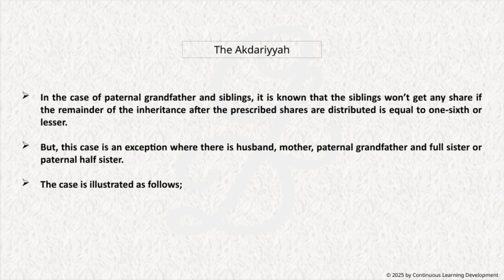I'm excited to introduce our presentation titled the Akdariyyah, which focuses on specific inheritance cases. Today, we'll explore a unique scenario involving paternal grandfather, siblings, and other heirs, especially when certain shares and exceptions come into play. We'll briefly go over the rules and the particular case where the presence of a husband, mother, paternal grandfather, and full or paternal half-sister creates an interesting exception. Let's get started and dive into this insightful topic.